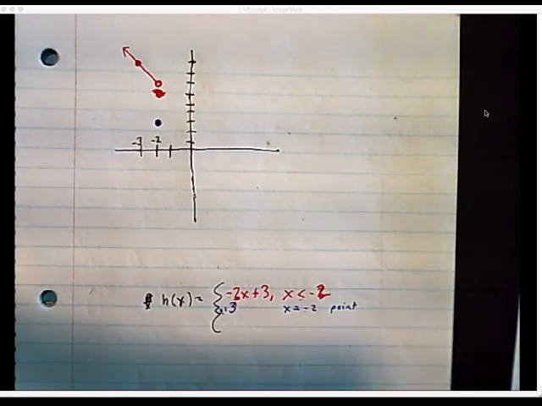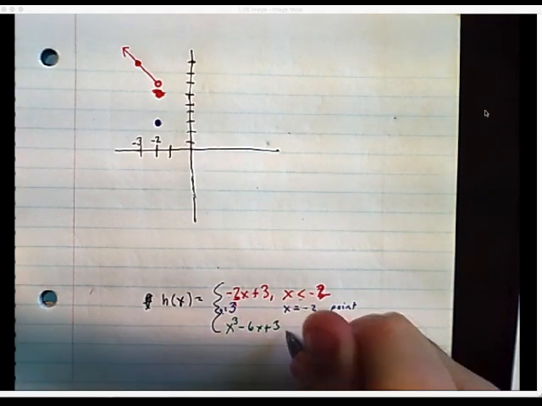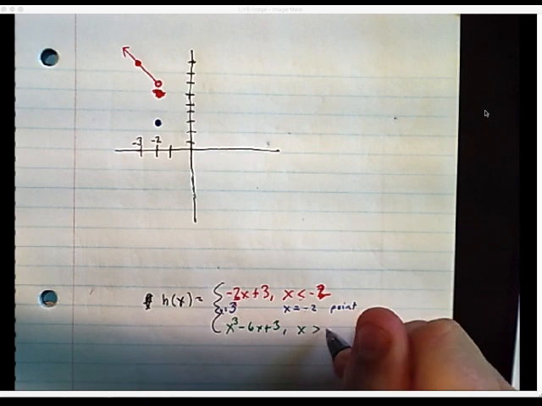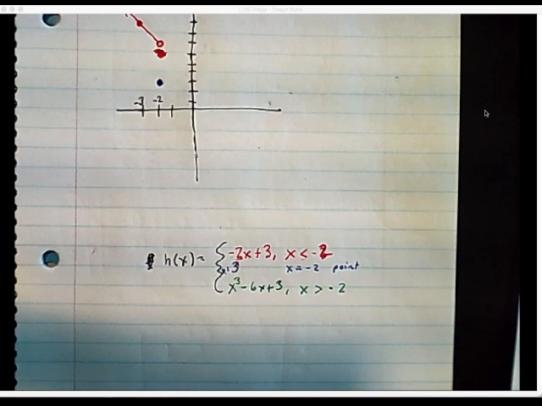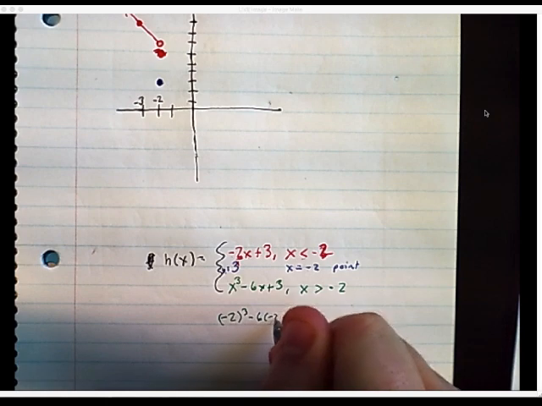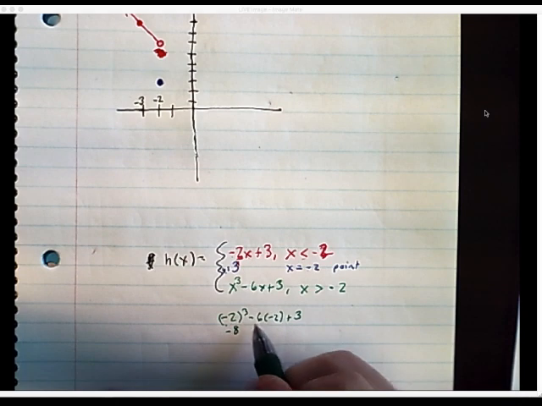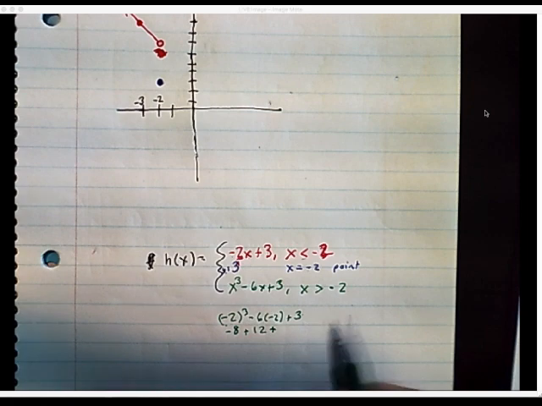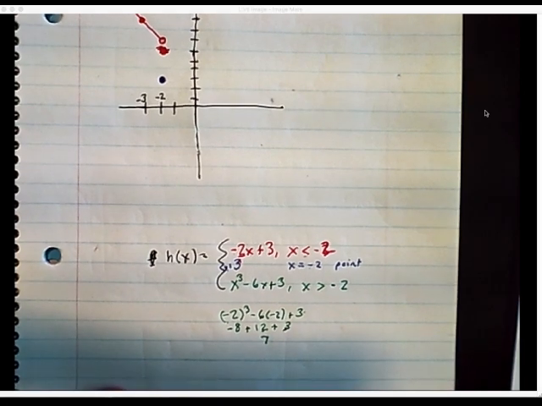And the last one is a cubic function, x cubed minus 6x plus 3. And that's only good when the x values are greater than -2. So what would happen if I actually plug in -2 here? I would have -2 cubed minus 6 times -2 plus 3. -2 cubed is -8. -6 times -2 is +12. Plus 3 at the end here. 12 plus 3 is 15. Minus 8 would be 7.